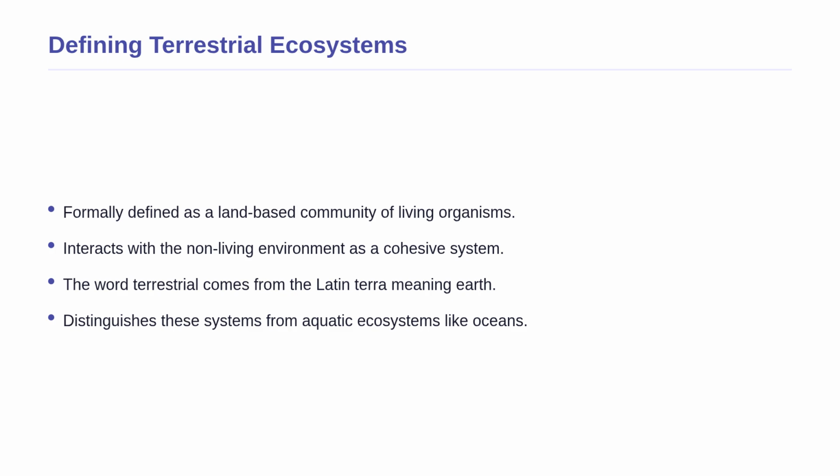The word terrestrial actually comes from the Latin word terra, which simply means earth or land. This specific term is crucial because it distinguishes these land-based systems from aquatic ecosystems, such as oceans, rivers, and lakes. Everything we study in this topic will focus exclusively on the complex web of life that exists on solid ground.